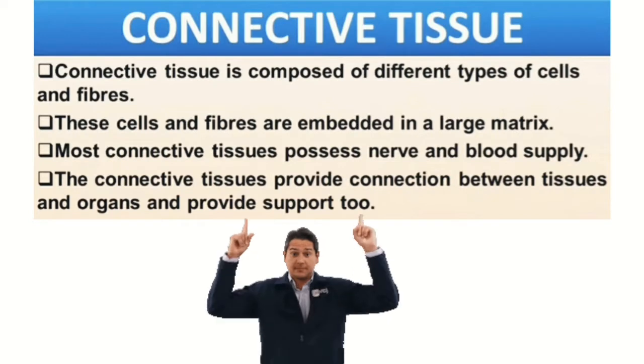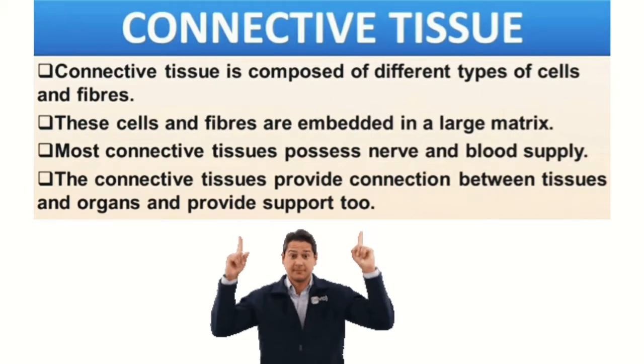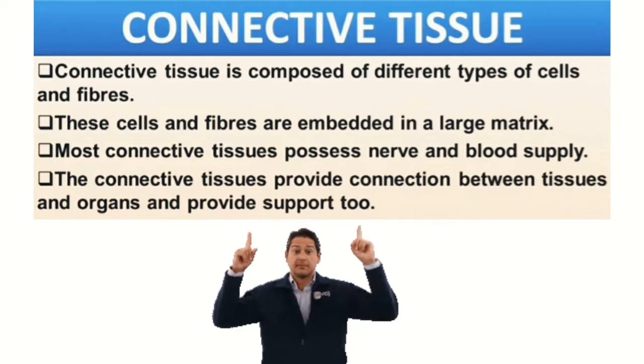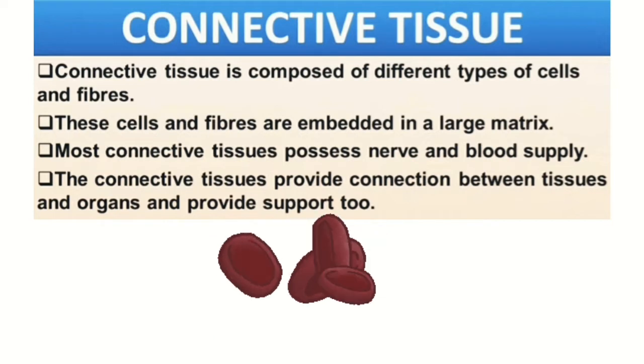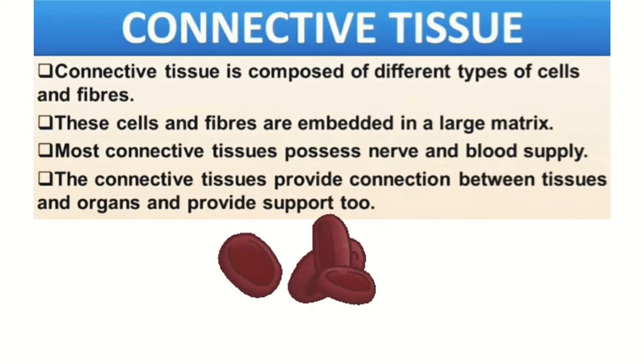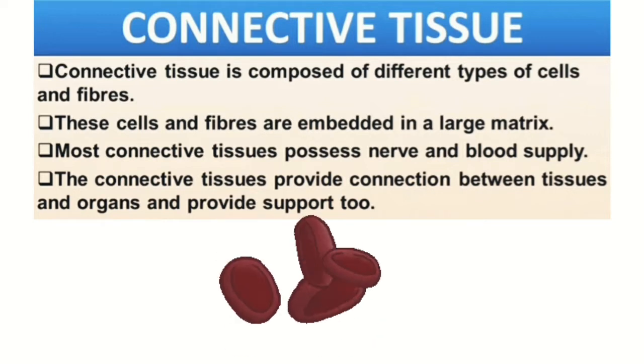Next tissue, connective tissue. Connective tissue is composed of different types of cells and fibers. These cells and fibers are embedded in a large matrix. Most connective tissues possess nerve and blood supply. The connective tissues provide connection between tissues and organs and provide support too.